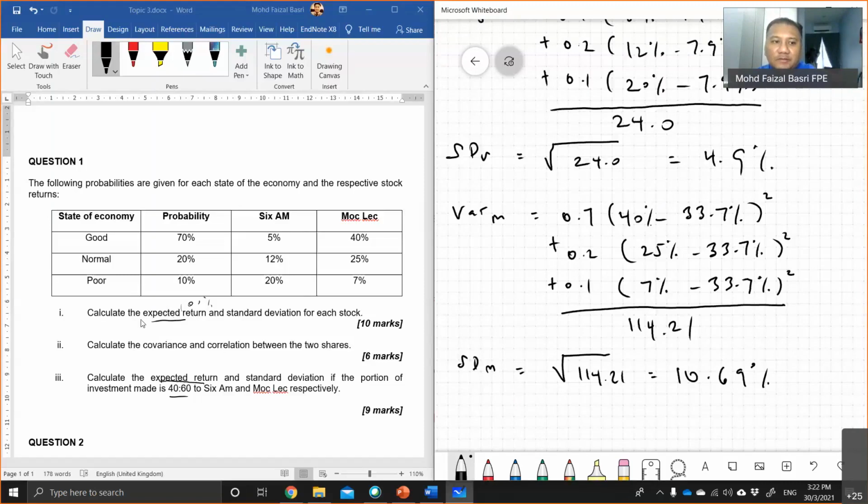So technically we've done question 1.1. Okay, the ER already calculated earlier. Then we have the standard deviation. Okay, the standard deviation.